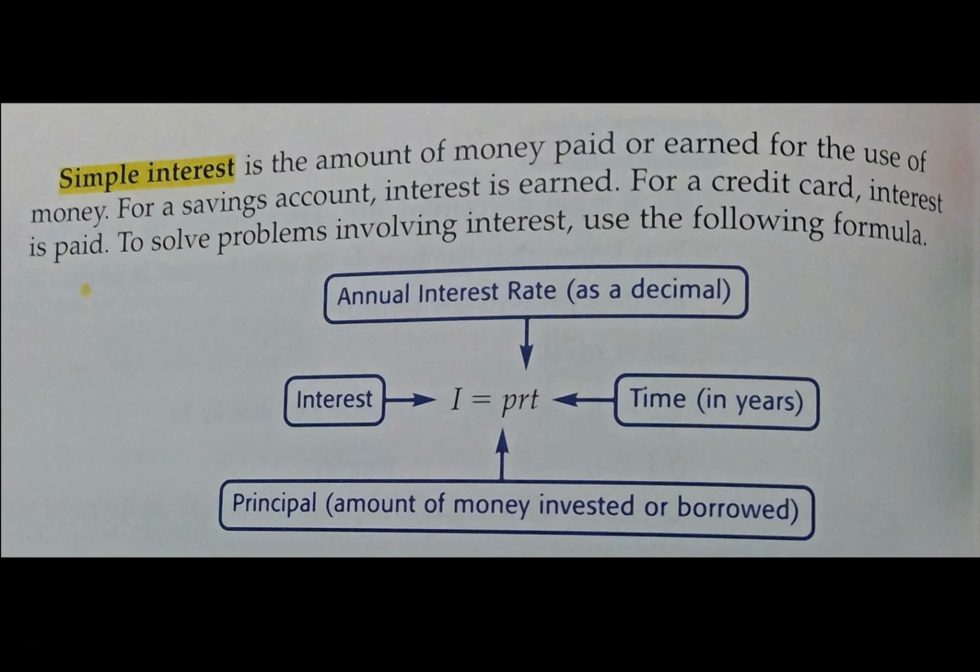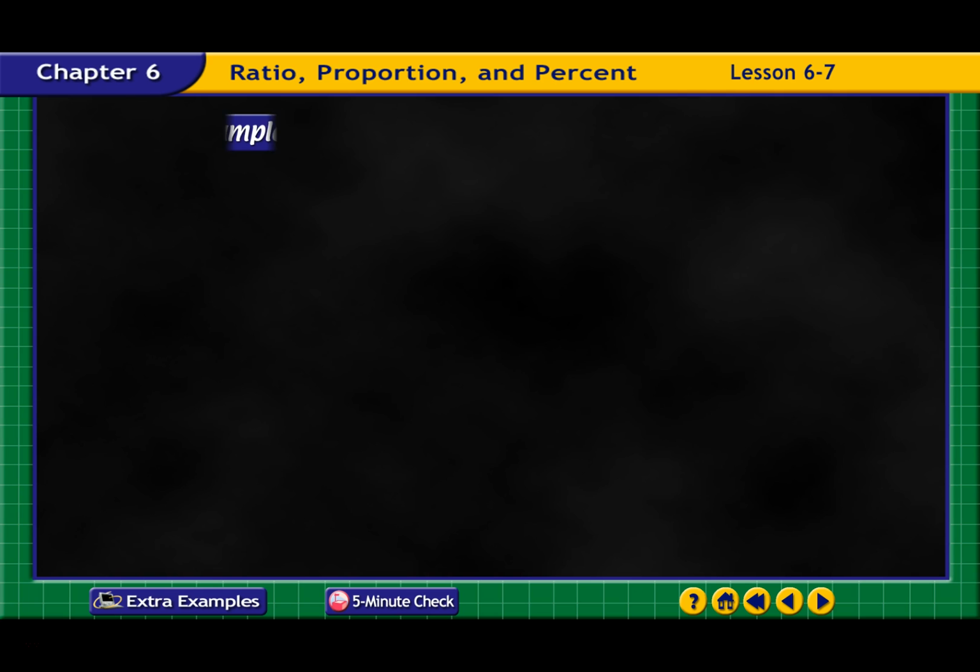So there's several different ways you could do it. You could either have, I'm saving money and it earns interest, or I borrowed money and I have to pay it back with interest. So to solve a problem involving interest, use the following formula. So I have interest, which will be a decimal number of some sort. I have the annual interest rate as a decimal. I have the time in years, and I have the principal. That's how much money you borrowed. All right, so remember all those things? Remember that formula? Well, let's try one.